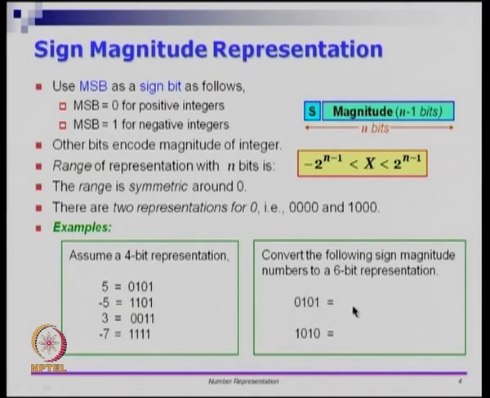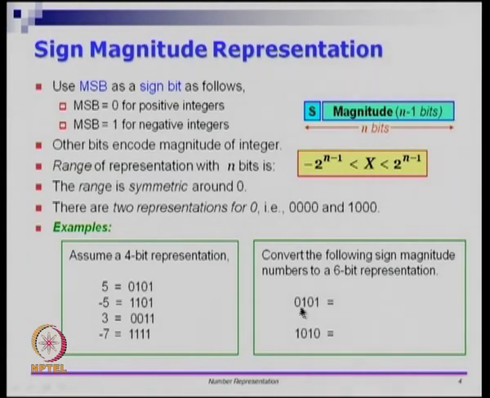I want you to go and do this as a little exercise. Convert the following sign magnitude representations into a 6-bit representation. Assume that these are both sign magnitude numbers, but they are represented using 4 bits. I would like you to think about how to do this in 6 bits. I am going to give you the answer, but I want you to think about it first. You may want to pause the video and then come back and look at the answers. So, let us look at this.